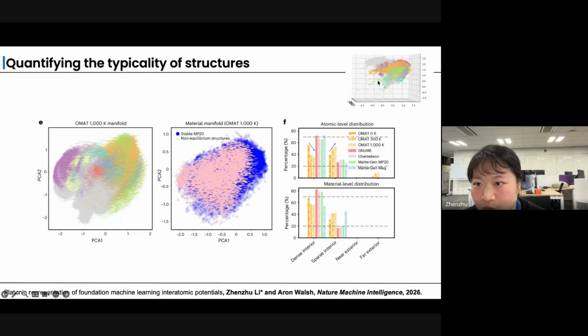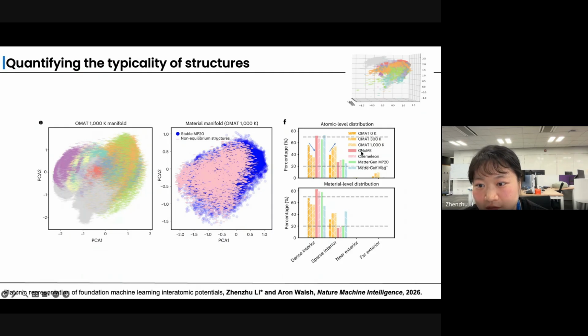And so we try to find the novel structures inside the manifold, but not in the dense region, but in the sparse region, because that region means they're still connected with the known knowledge, but less explored. So that's how we define the novel region. And then we use these manifold-based metrics to check the novelty of the generated structures. This can be done in only 5 minutes.